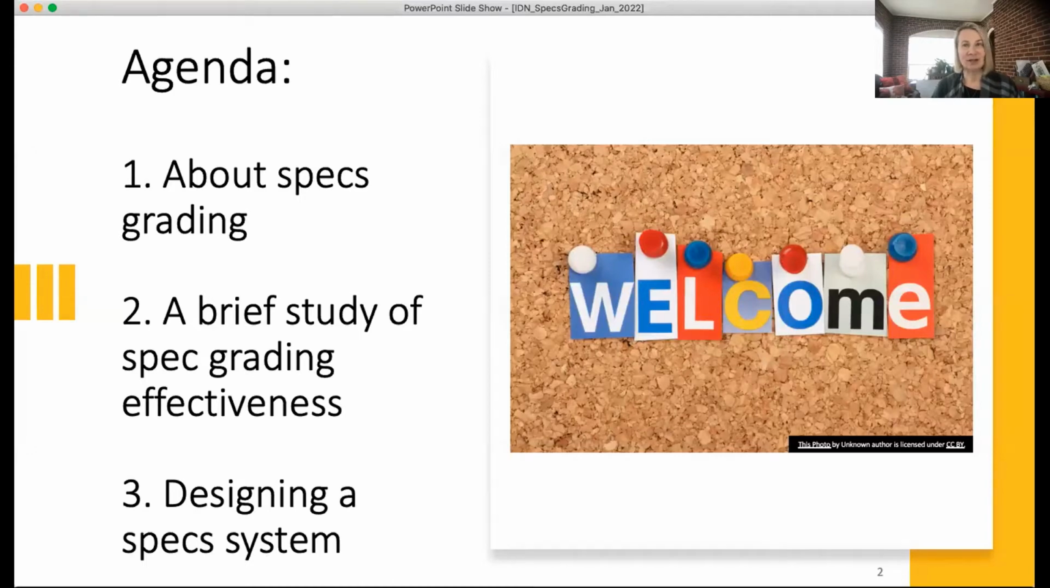I'm going to first talk a little bit about specs grading. From the questions that came in advance, it seemed that some people weren't familiar with the idea at all. And some people had some really targeted questions, which told me that they had already been thinking about this topic. So I hope I've got a little bit of something here for everyone. We'll talk about what it is, so if you have no idea at all, you'll get a sense of that. I'm going to present a brief evaluation study that we did on one of the classes we've used specs in, and then talk a little bit about designing a specs system, because if it's something that appeals to you, figuring out exactly how to make this work will be quite important.